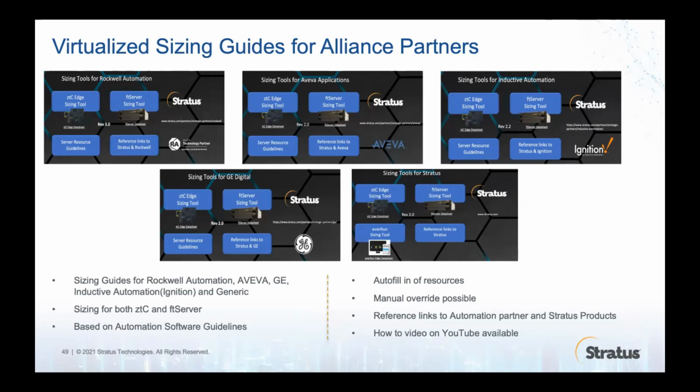If it's sufficient to run on a ztC system, or do you require maybe a much larger scalable system like the FT server product? So these tools are available on our partner portal, as well as on our websites, to be able to assist you and make it easy for you. So, for example, if you do a Rockwell Automation application, the software is embedded in this sizing tool. So it's a matter of a drop-down list where you go and select the software, and it will automatically fill in the resource requirement for that software application that you've just chosen. So that really makes your life much easier.